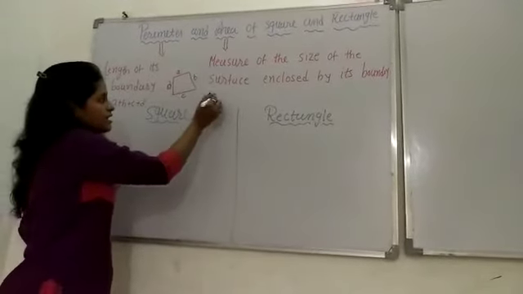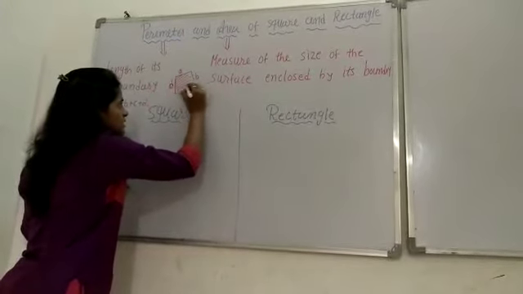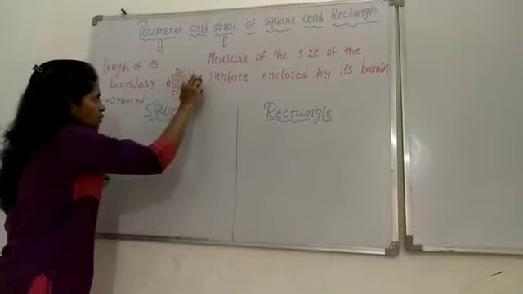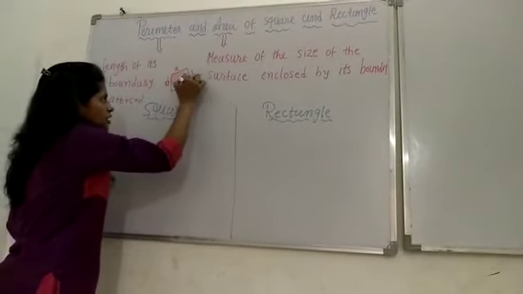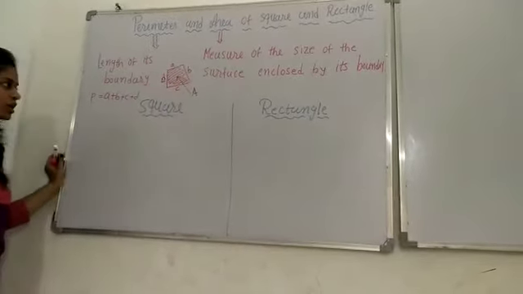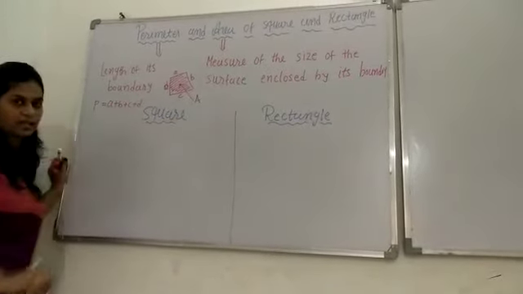And its area is the measure of the size of the surface. This is its surface, enclosed by its boundary. Its boundary encloses this surface. So this measurement is called the area of a given figure. Now we consider two objects here, square and rectangle.